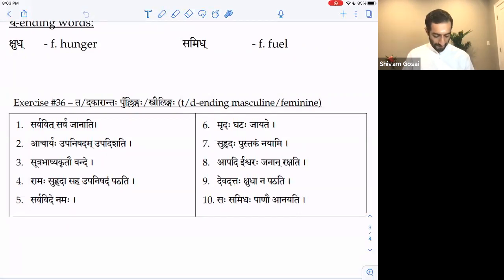Okay. Without knowing that, you can still probably do this exercise. And so the main point is to be able to see words in sentences and be able to decline them. So, like sarvavit, Upanishadam, Sutra Bhashya Kritau, Suhrida, etc. Knowing this, that su ojas amochas, we can decline a lot of these much easier now.